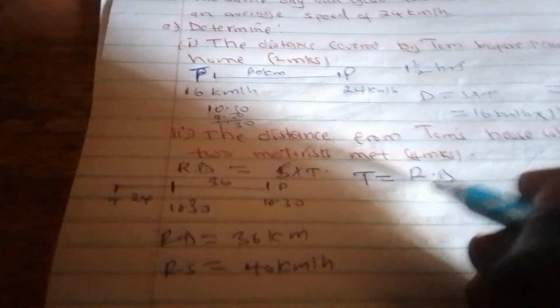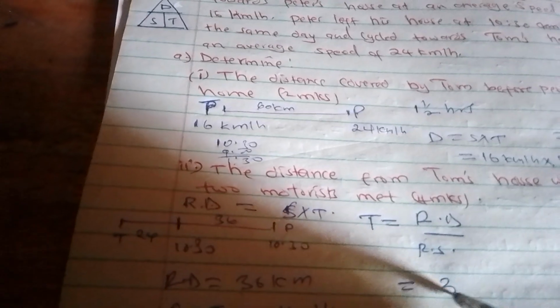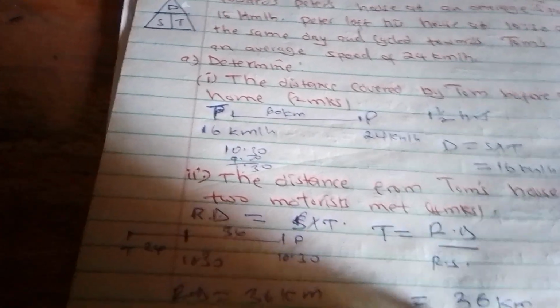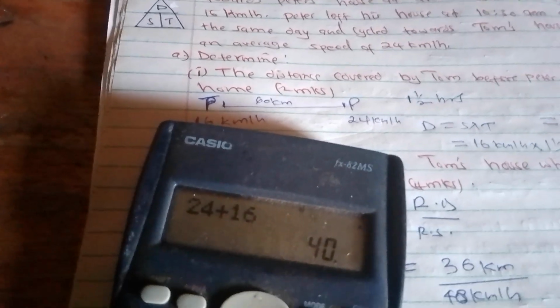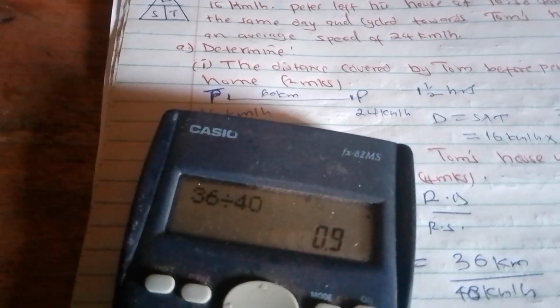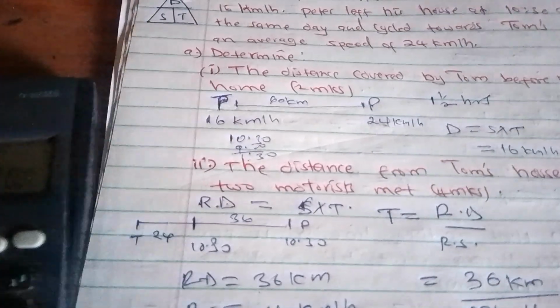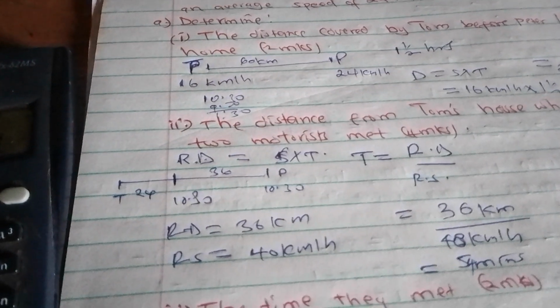So the time taken is equal to relative distance over relative speed. So relative distance is 36 kilometers over 40 kilometers per hour. So how long did they take to meet? 36 divided by 40. They met after 54 minutes.